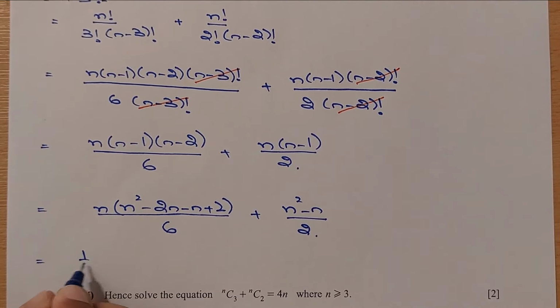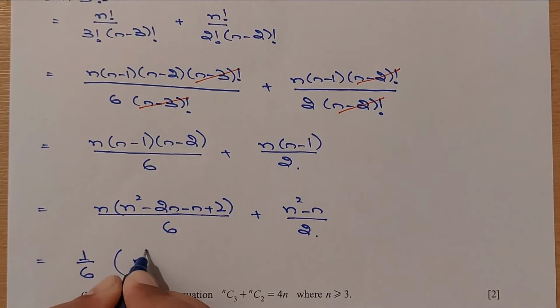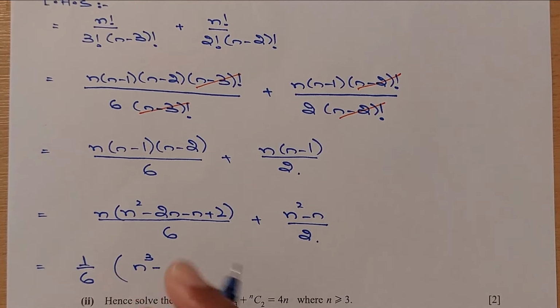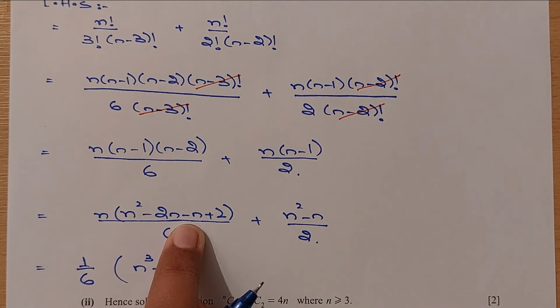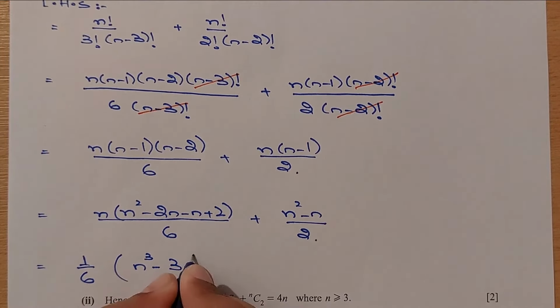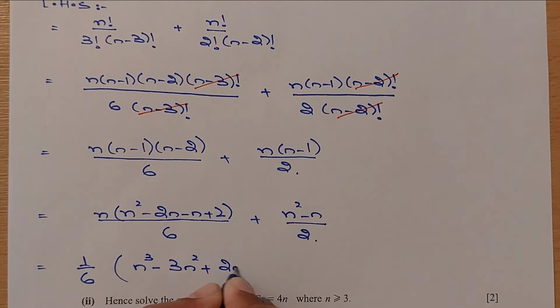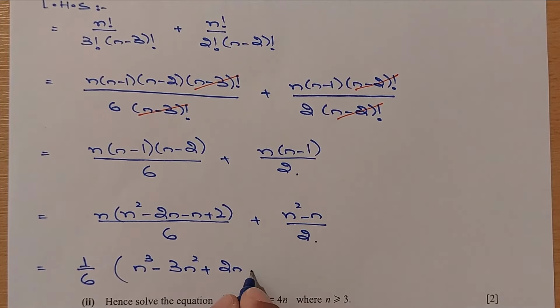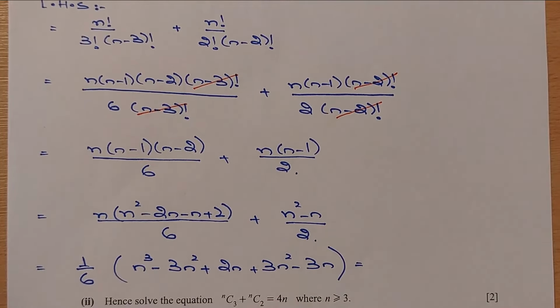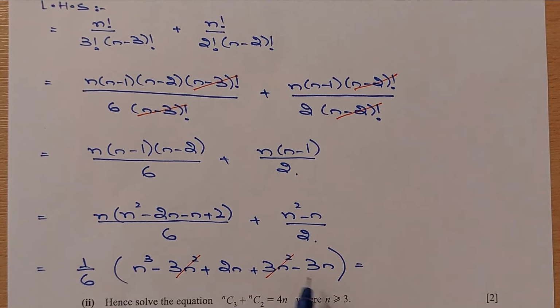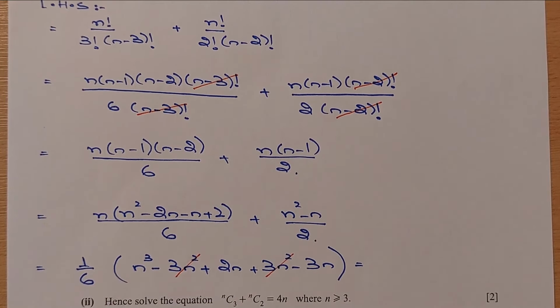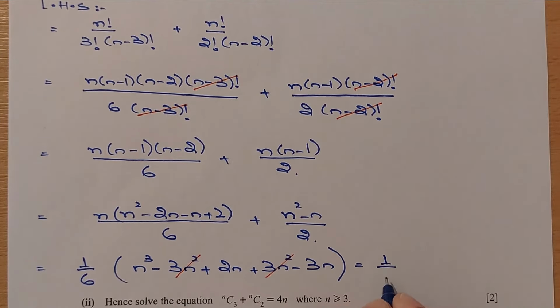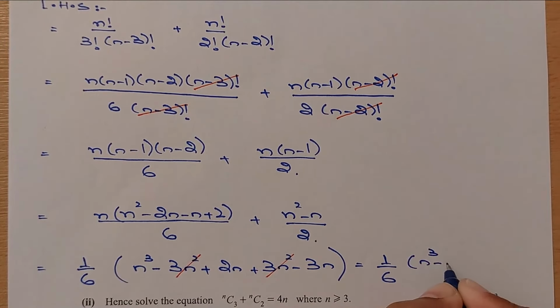Okay, so 1 by 6 is outside. We have n cube minus 2 minus 1 is minus 3n square, 3n square and plus 2n, and 2 times 3 is 6. So here we have 3n square minus 3n. Okay, so now we have plus 3n square and minus 3n square cancels out. We have n square minus 3n and plus 2n is just minus n. So 1 by 6 is outside. We have n cube minus n. So that is equal to my right hand side.